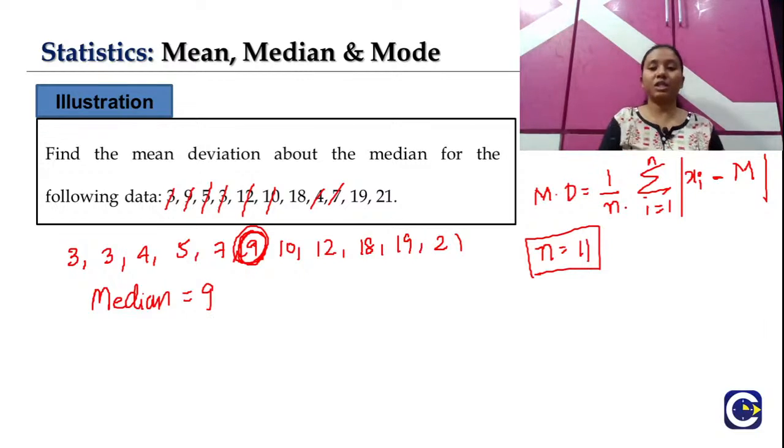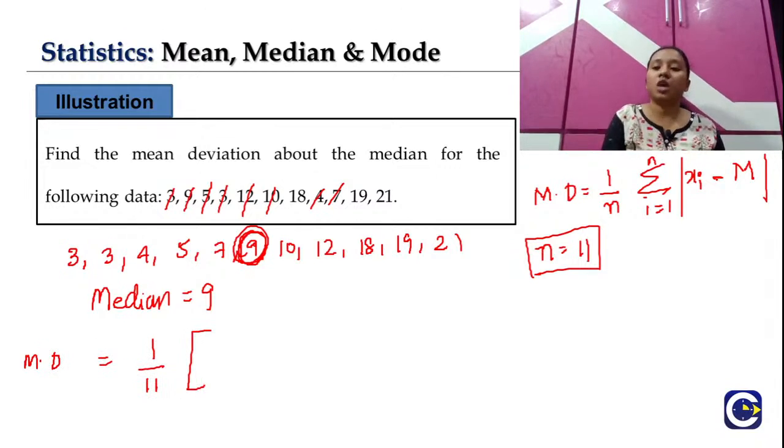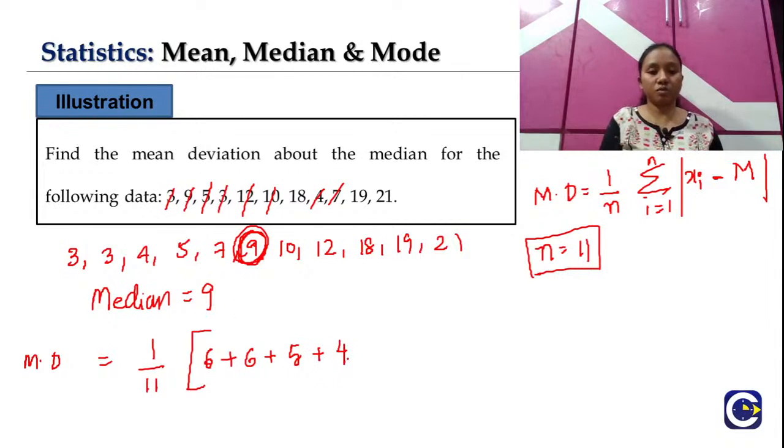So as we have the median now, let's use the formula for the mean deviation. That means equal to 1 by n, that means 1 by 11, times sigma of |xi minus M|. So the first one, 3 minus 9 will be 6. As it's a modulus, we can directly take the absolute values. So it will be 6. And again 3 minus 9, it will be 6. 4 minus 9, it will be 5. 5 minus 9, it will be 4.